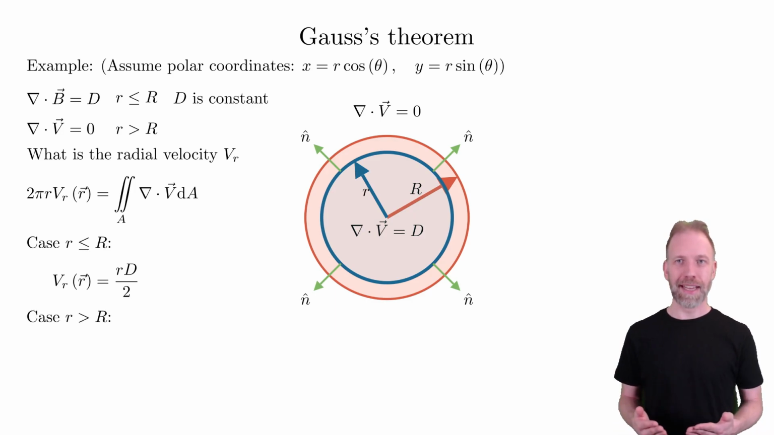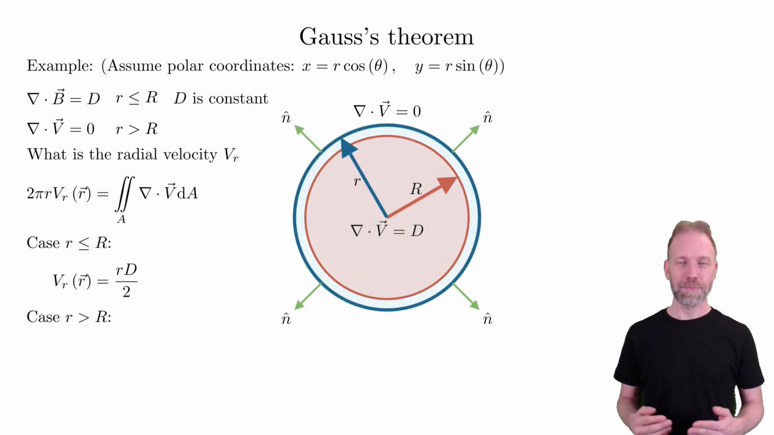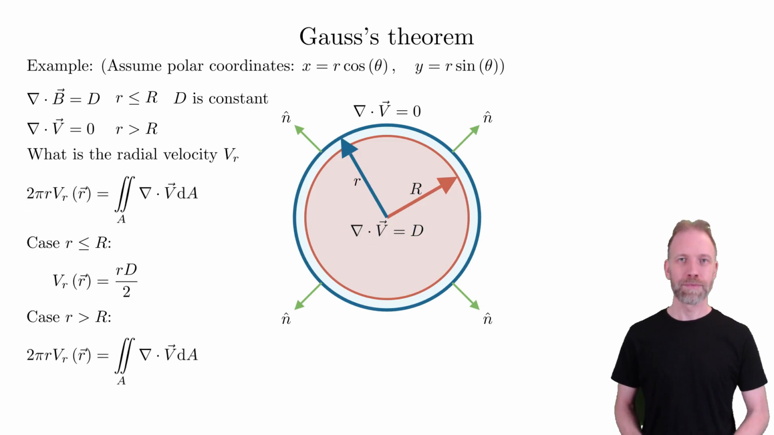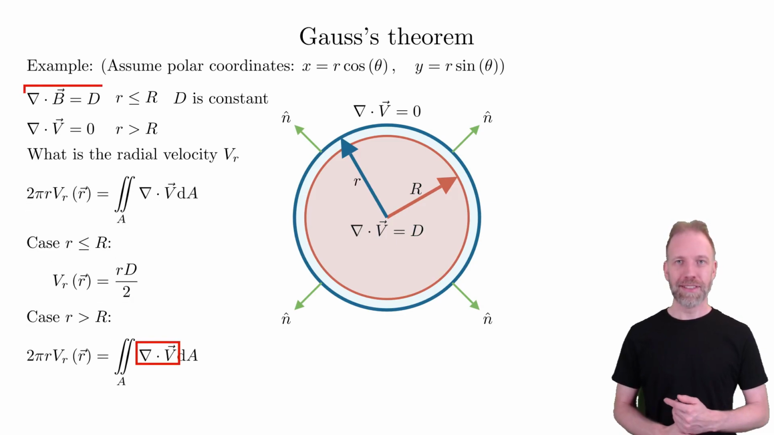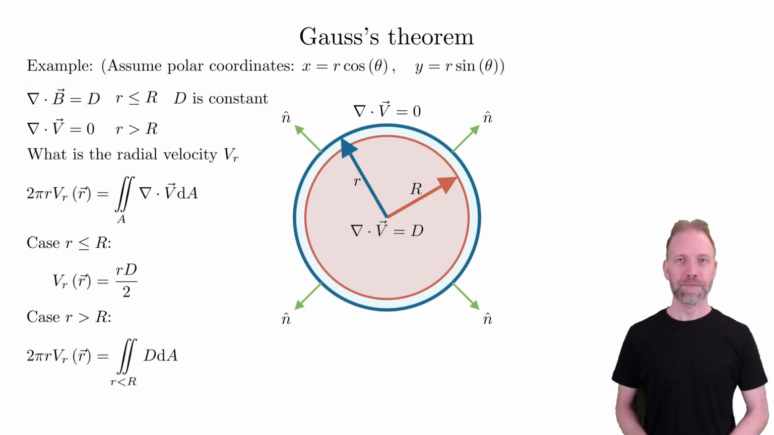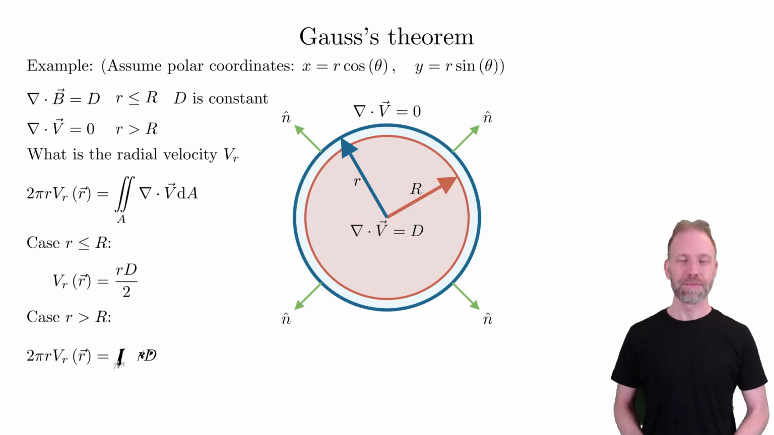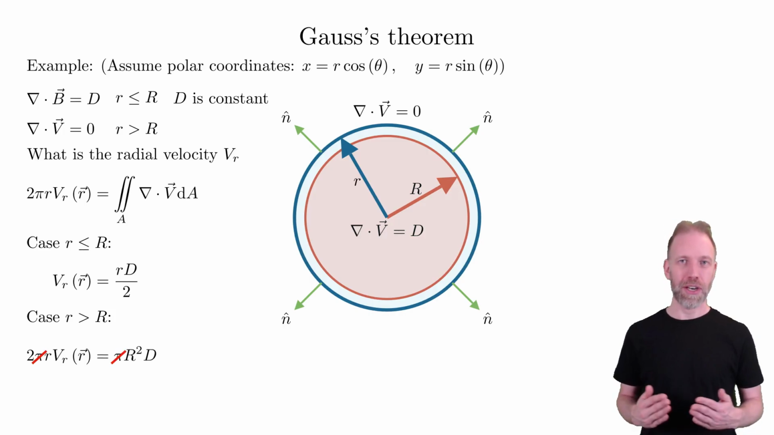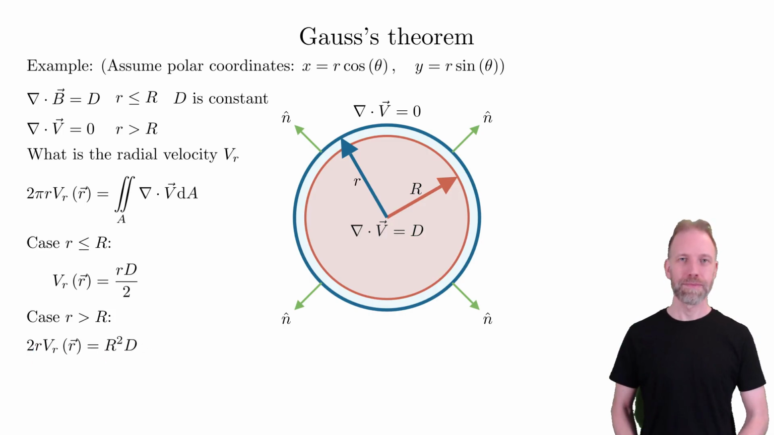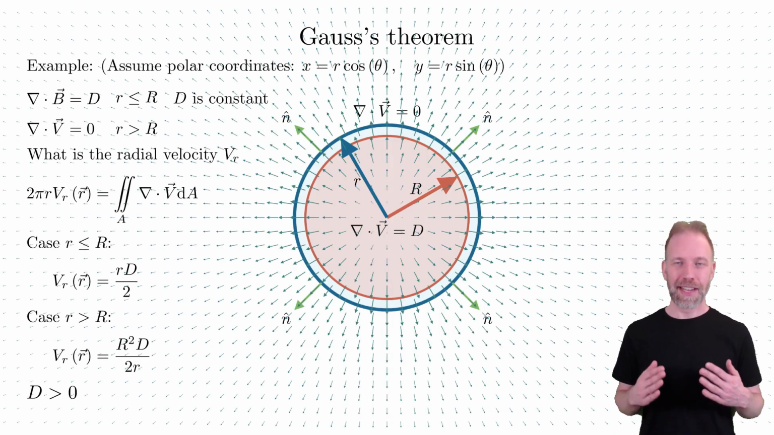Let's go to our second case where r is bigger than the divergence area. As the divergence is 0 outside, we insert the value d, but update the integral to only cover where r is small enough. This integral will then be d times pi r squared. Pi cancels and we can write the expression for vr. This gives the same solution as we had in the previous video.